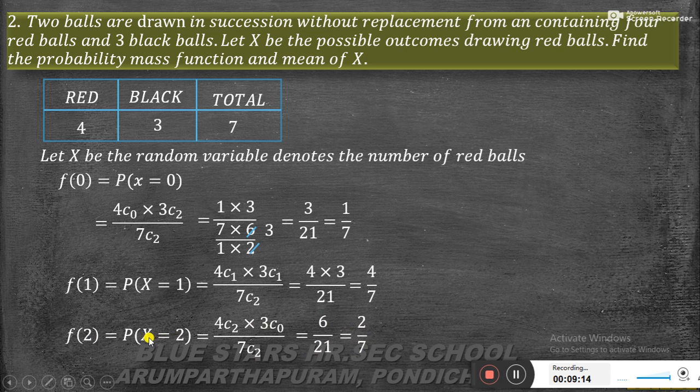That means the probability of 2 red balls is 2 by 7. The probability of 1 red ball taken is 4 by 7. The probability of no red ball taken is 1 by 7.